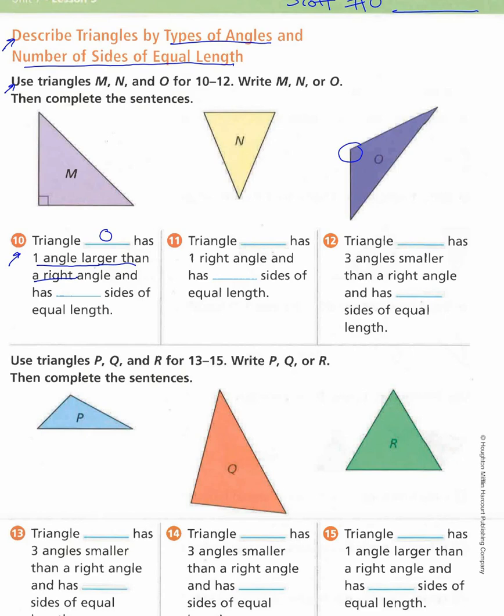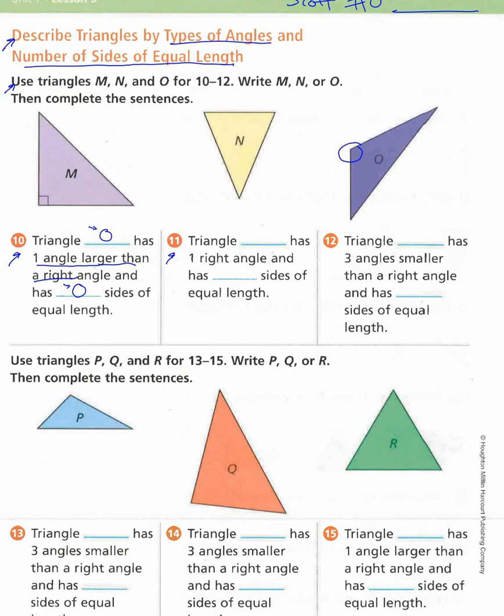It's more open. And how many sides of equal length do you see there? Do you see any sides? So this is funny. This is the letter O up here, but this is the number 0 right there. They look like the same, right? Kind of confusing. All right, so let's look at number 11 then. Which triangle blank has one right angle and how many sides of equal length? Go ahead and answer that, and I'll show you what I do.